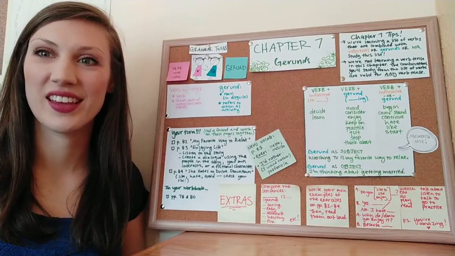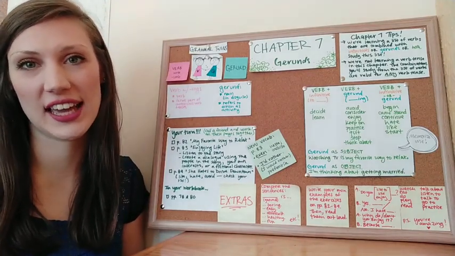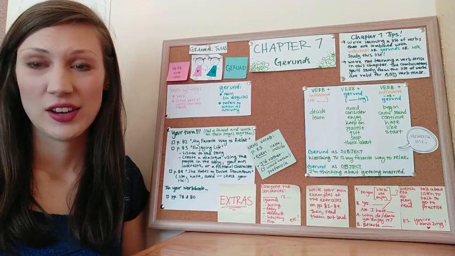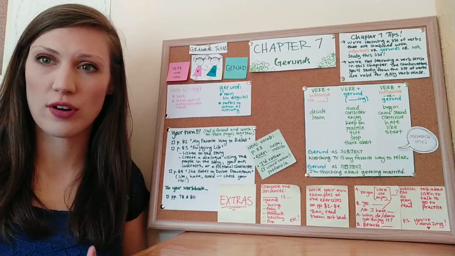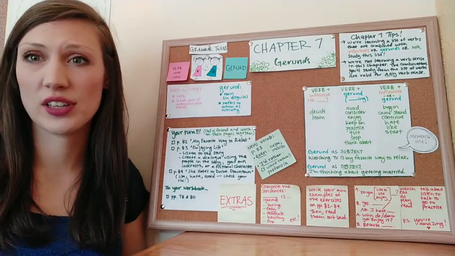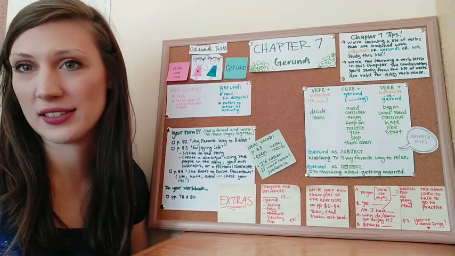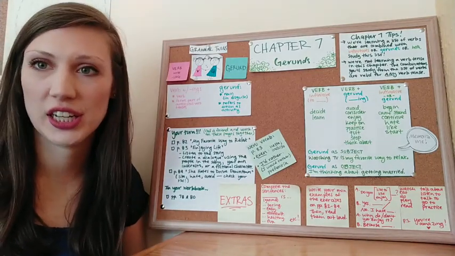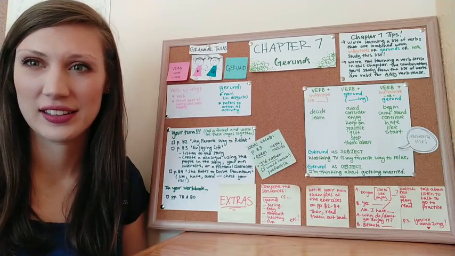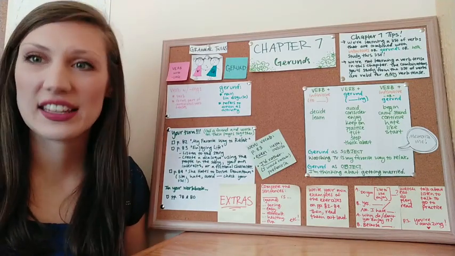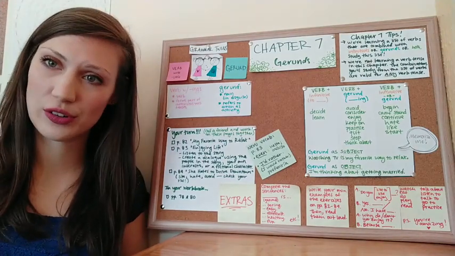So what are the main differences between a verb with ing and a gerund? Well, a verb with ing is used to form part of a continuous verb tense, like I am eating pizza, or she is reading a book. Things like that, okay?